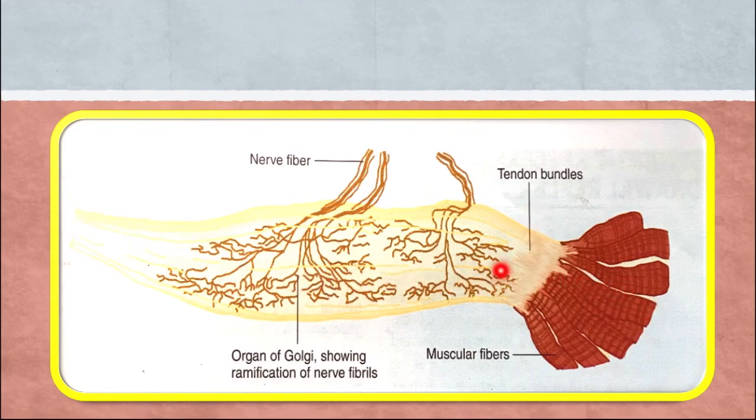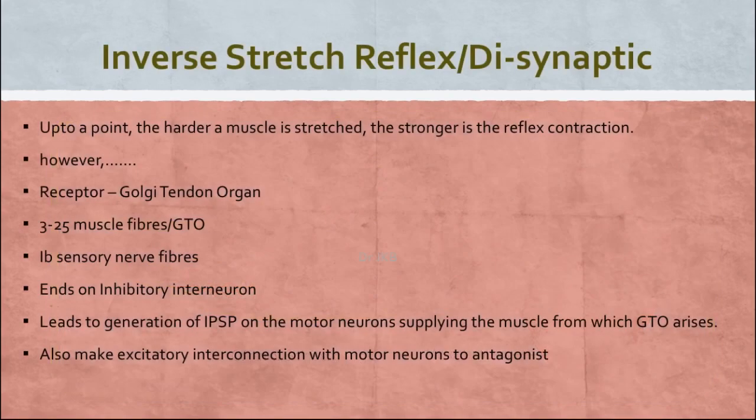So one difference is the location of the sensory receptor for the inverse stretch reflex. It is present in the tendon. The stretch reflex receptor was present in the fleshy part of the muscle within the belly, right? And the other difference is the name, it's Golgi tendon organ. One Golgi tendon organ involves 5 to 25 muscle fibers. The nerve fibers carrying the afferent impulses from these Golgi tendon organs are type 1B. In the muscle spindle, it was 1A and type 2, but over here they are type 1B sensory nerve fibers.